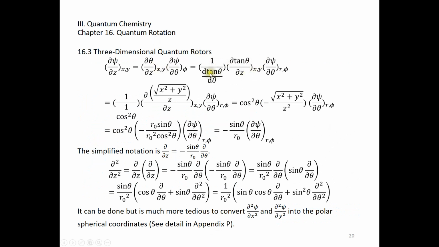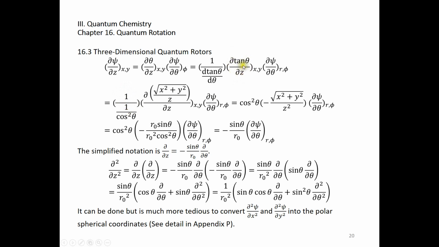We will insert another intermediate variable here, tangent theta. So this part, delta theta over delta z, is delta tangent theta over delta z times d theta over d tangent theta. D theta over d tangent theta is the reciprocal of d tangent theta over d theta. So we have this. This part can be easily evaluated if you're familiar with single variable calculus.